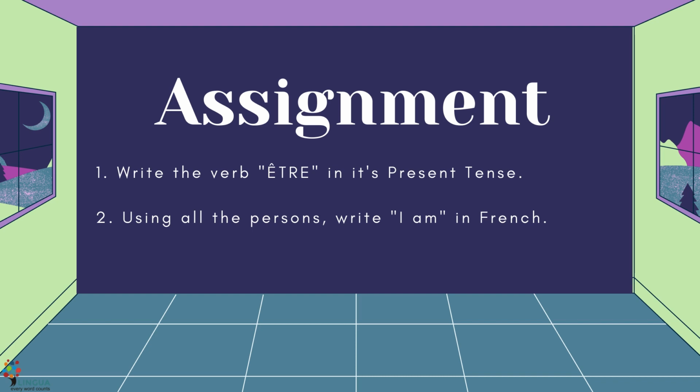So with that in mind, here's a little assignment for you to go on. Practice writing and also pronouncing the verb être, conjugating it in its present tense, and using all the persons as well. Also write it out in French. So you're pronouncing, speaking, and you're also writing it. In this way, you'll be able to pick it up a lot faster. And then you can start making little sentences with your friends or family and all that.